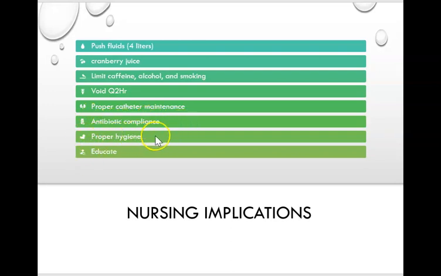Proper hygiene, another big one, especially with your female population. You want to educate them on proper pericare, proper wiping, wearing cotton underpants, that kind of thing, to help reduce the incidences of UTI. And education is a big point with these patients. A lot of people need a lot of education on this.